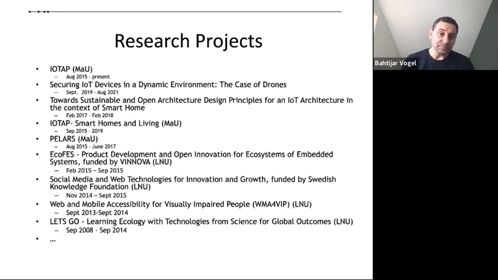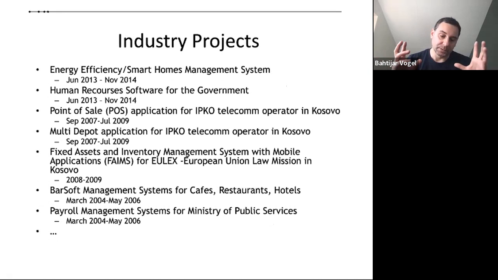And I had a couple of my own projects that were generated within the Swedish context from different funding agencies. One was related to drones, which finished last year, actually. And then some other projects which were about what I'm going to talk about today. There were also industry projects, where I was involved in consultancy on the development of smart home management systems and human resources systems for the government, through the company that I was involved with.